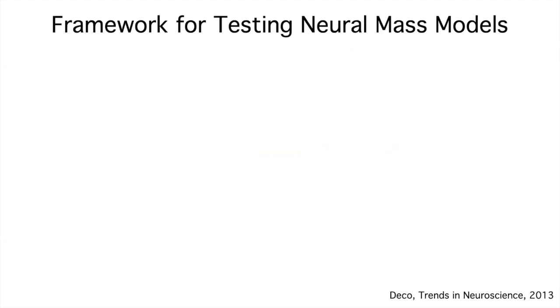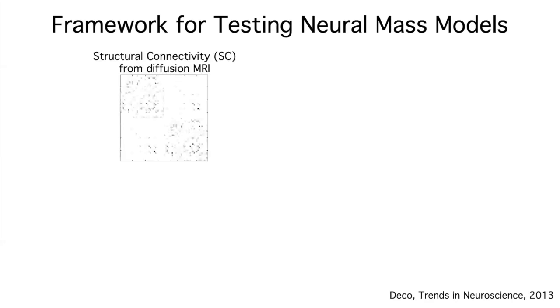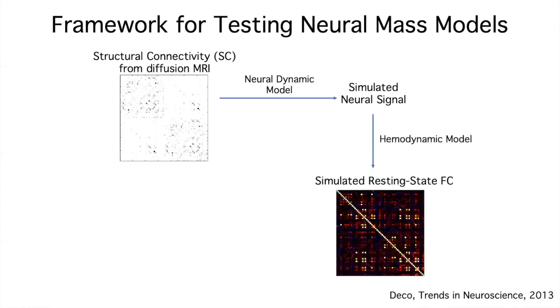Before I tell you about neural mass models, I first wanted to describe the framework of how people explore neural mass models, at least in fMRI data. Suppose we have a structural connectivity matrix. This matrix can be from diffusion MRI data. It can also be from invasive tract tracing studies in animals. We can apply a neurodynamical model to generate simulated neural signal. We can then apply a hemodynamic model to simulate fMRI time courses and the corresponding functional connectivity matrix.